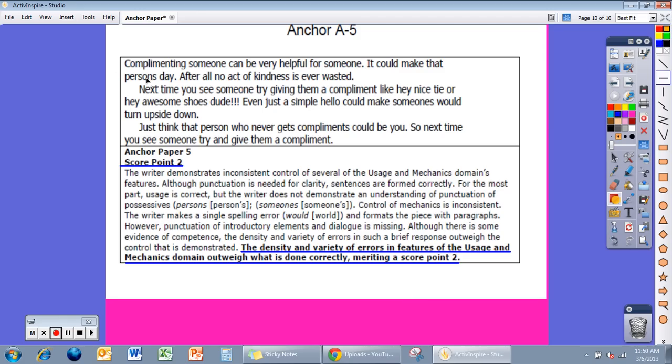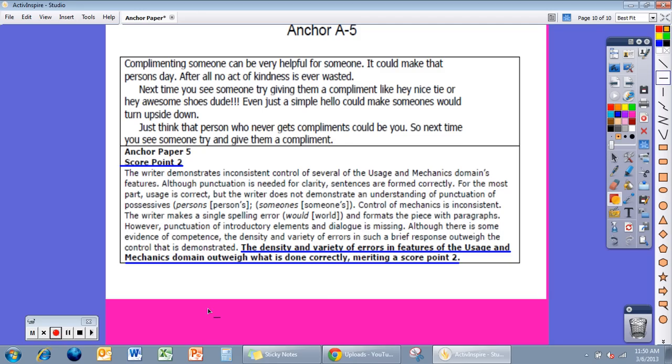So look at this. This is a really short paper, but that's a different issue. But just look at the usage and mechanics domain, and you look at all the errors that they make in that area, and that will help you to see maybe what you don't want to do. So on all these little anchor papers here, you may want to pause the video, read the paper, and then read what it has to say about the score point so you can see what it is that you need to do and avoid doing to get the best score.